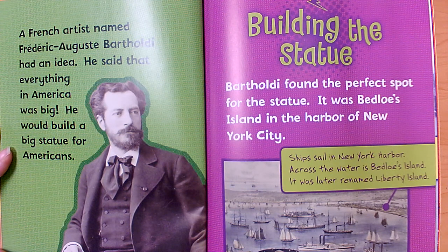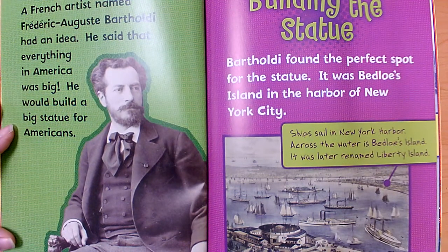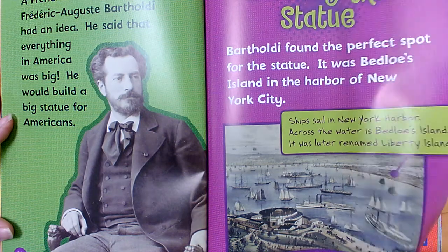Bartholdi found the perfect spot for the statue. It was Bedloe's Island in the harbor of New York City. Ships sail in New York Harbor. Across the water is Bedloe's Island, and it was later renamed Liberty Island.